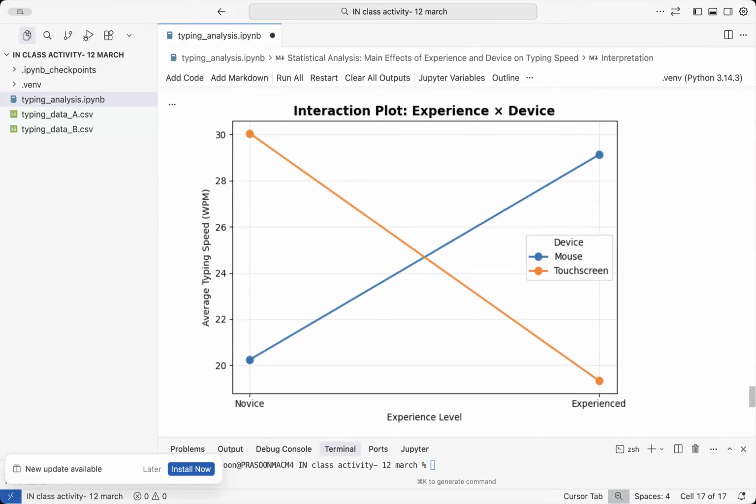So what happened? What is this? Yeah, what's going on? Combination factors. Right. The novices perform better with a mouse, but novices perform better with the touchscreen, experts perform better with a mouse.